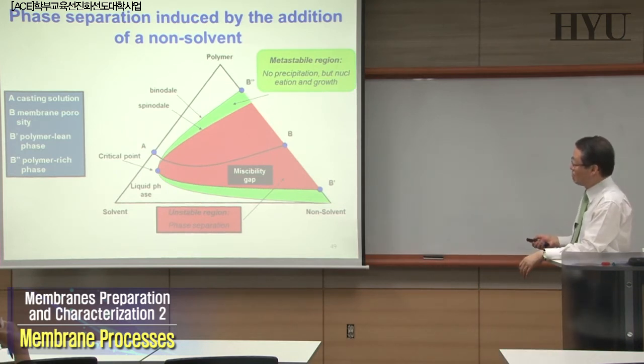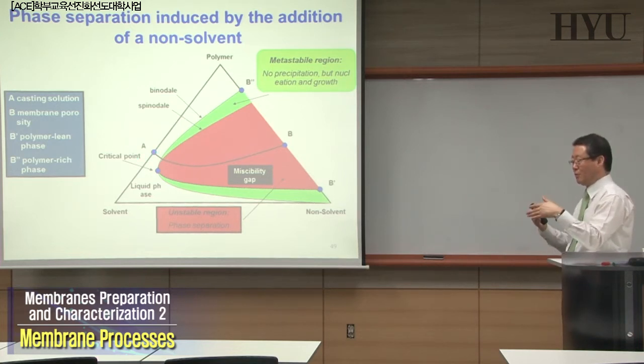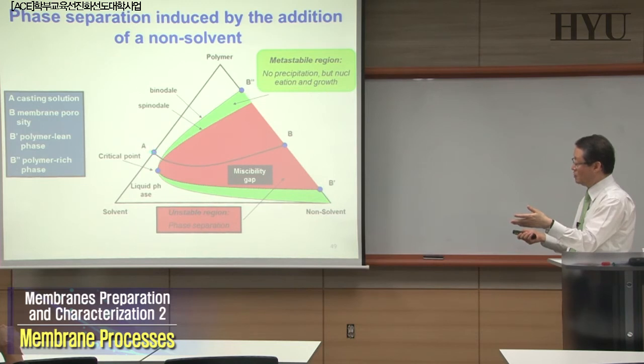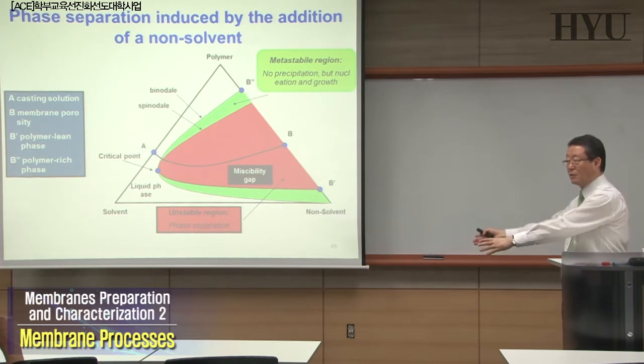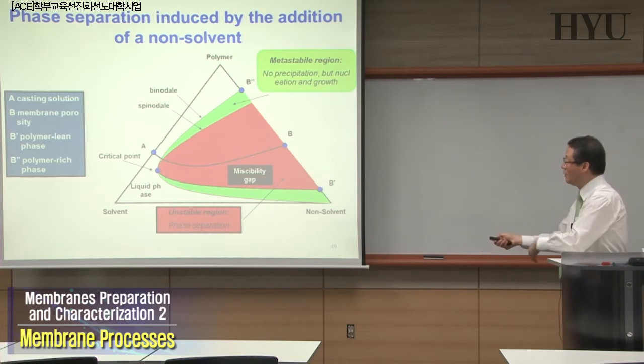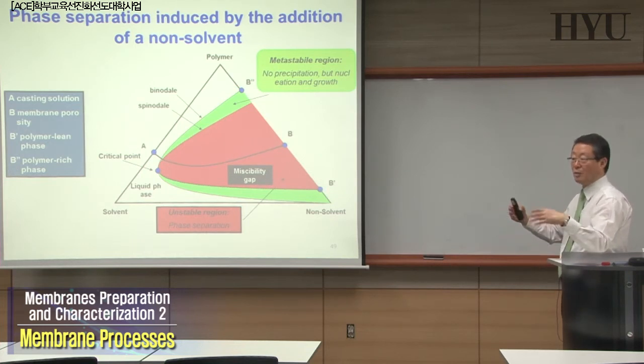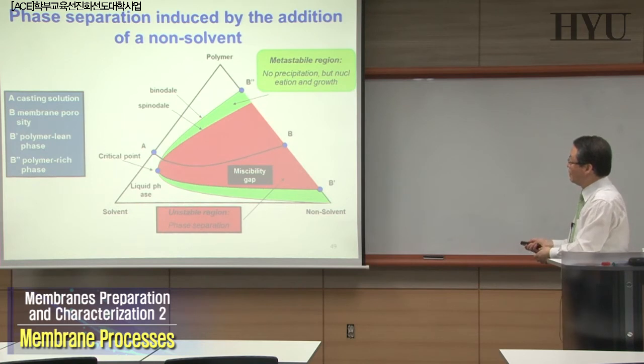Typically, when you have a polymer solution, spun or cast from your cellulose acetate and acetone, you start from point A, and after a few seconds, you put it into the non-solvent. Okay, you put it into the non-solvent, which is water. Then you will follow this line, starting from A to B, and finally you have B prime and B double prime, with the polymer lean phase and polymer rich phase. The porosity of a membrane is determined by this B prime, and the skin layer will be determined by this B double prime.